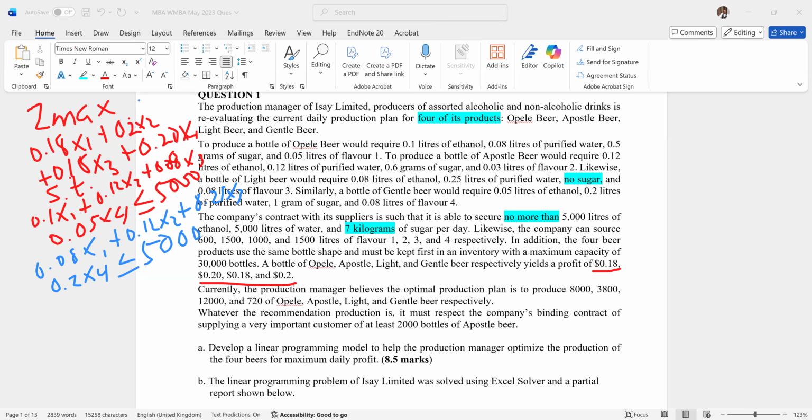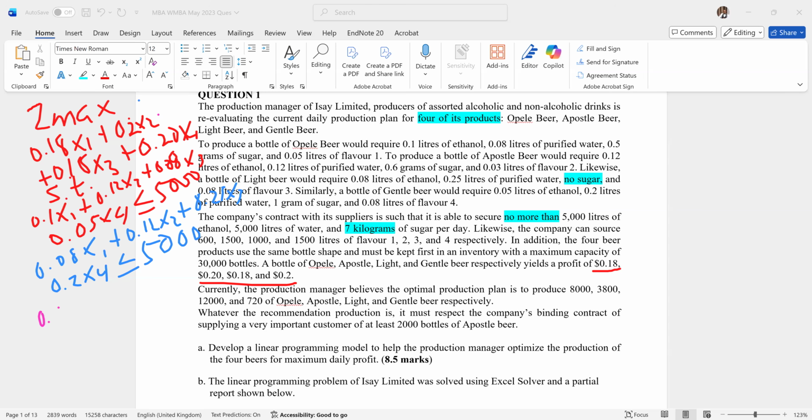Now I'll be writing these things down because I'll be cleaning them. Okay, who can walk us through the next constraint? Let me give it to Augustine. Yes, sir. So with the sugar constraint, 0.5 x1 plus 0.03 x2.